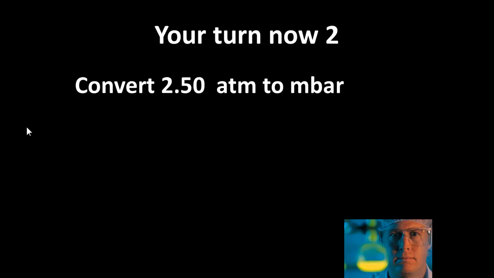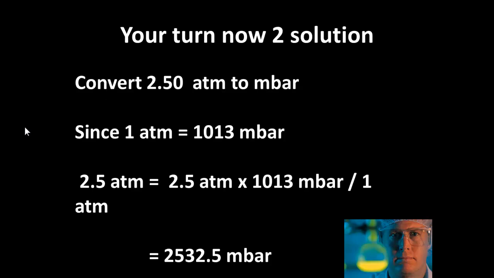How about another one? Convert 2.50 atmospheres to millibars. Now in this case we've got a different conversion factor to look at. 1 atmosphere is equal to 1013 millibars. So 2.5 atmospheres will be equal to 2.5 atmospheres times 1013 millibars divided by 1 atmosphere. The atmospheres will cancel out, leaving an answer in units of millibars, and it comes to 2532.5 millibars.